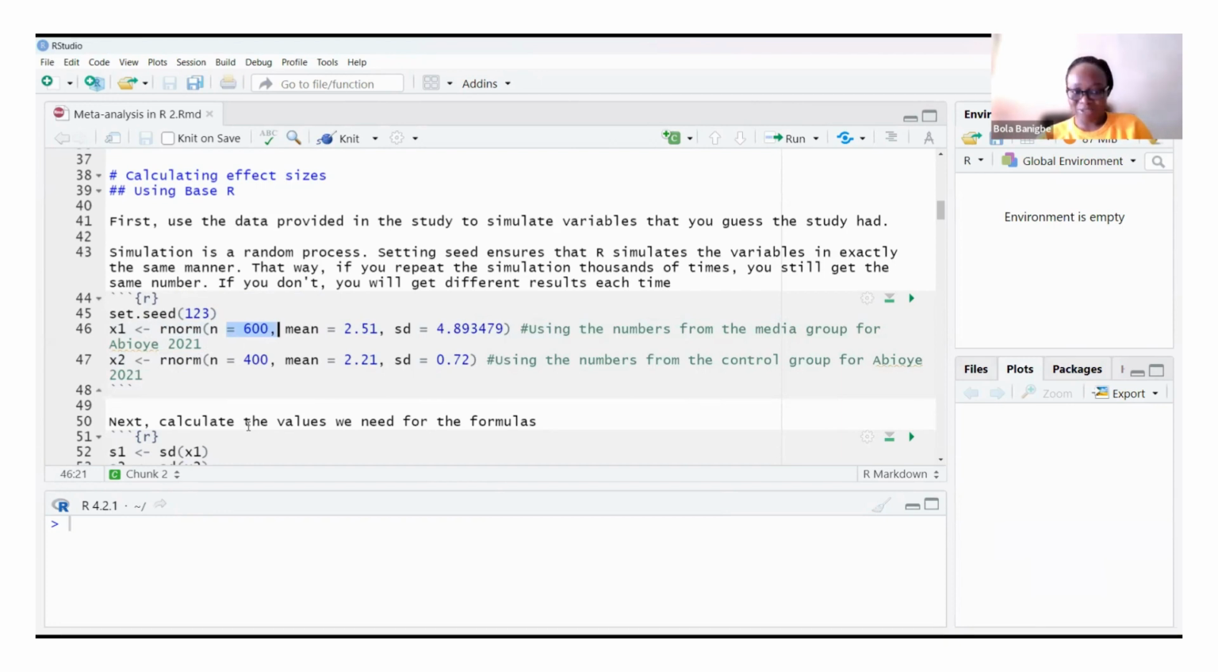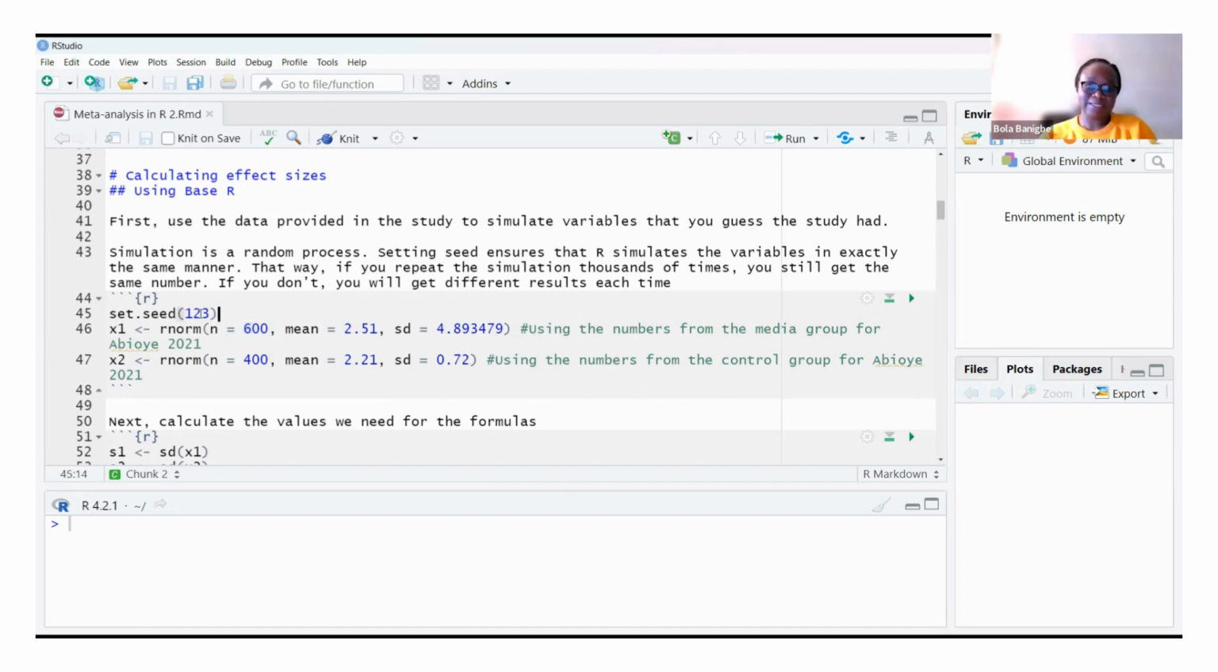So we're not making this up. You got the summary variables from the primary paper, but you don't know the exact fruit and vegetable intake of each of those 600 people, whether it was 7, 2, 8. So you're asking R to simulate it.